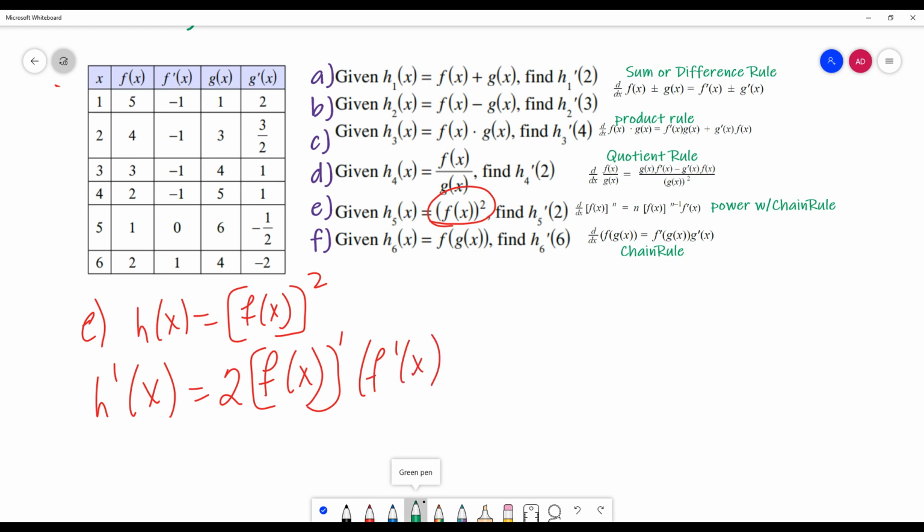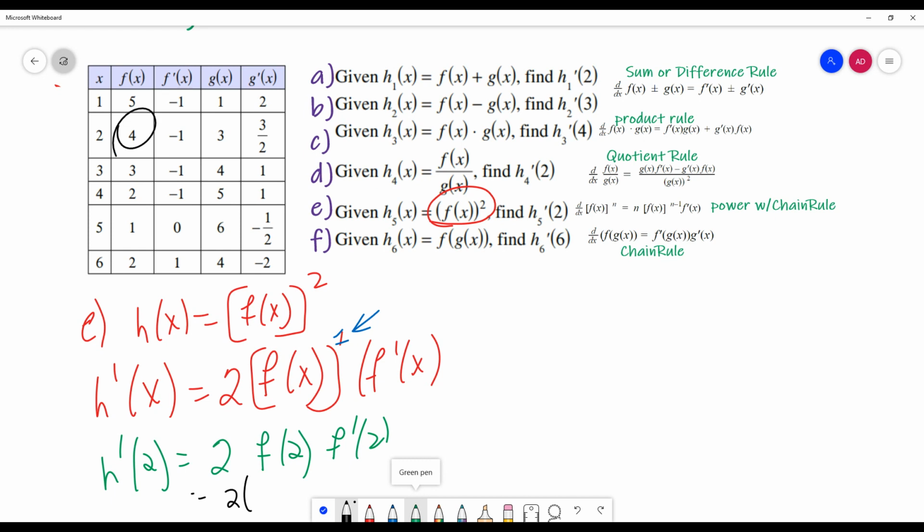Now, go to your table. If I'm trying to find h prime of 2, I go 2 times f of 2 times f prime of 2. Just remember, please, that this is just a 1. It's not a prime. Okay, so if I have 2 times f of 2, well, f of 2, if you look at your table, of course, is 4. f prime of 2 is negative 1. So now when you kick all these out, by the way, you get negative 8. All right, so hopefully that's a good one.